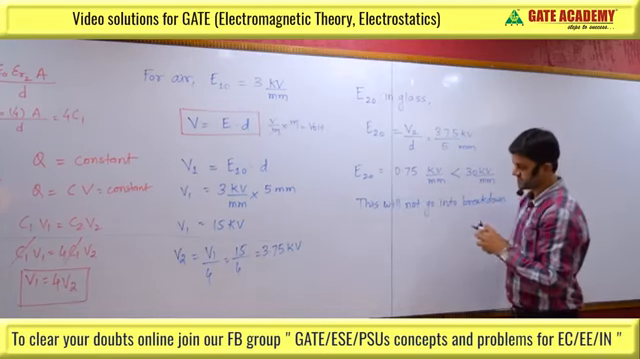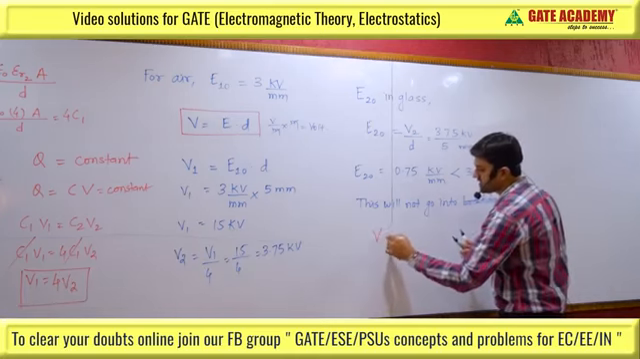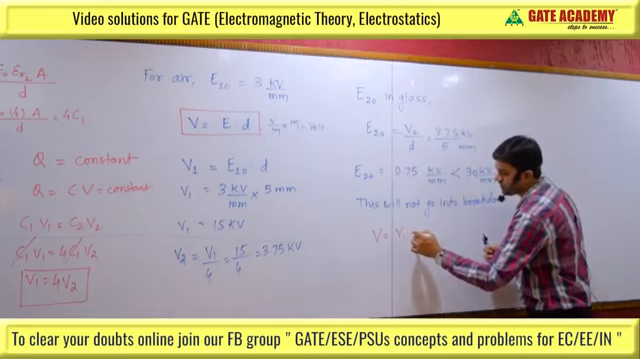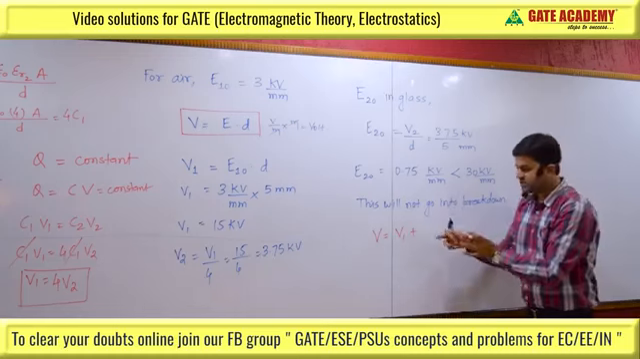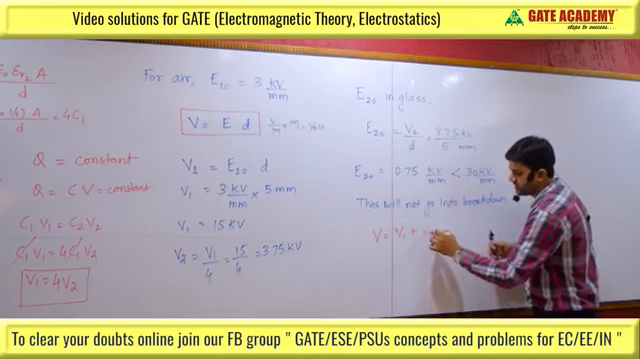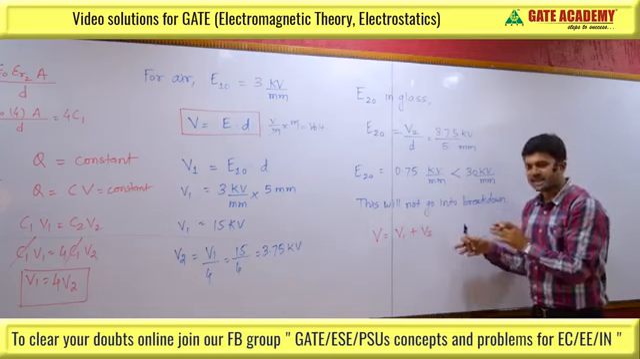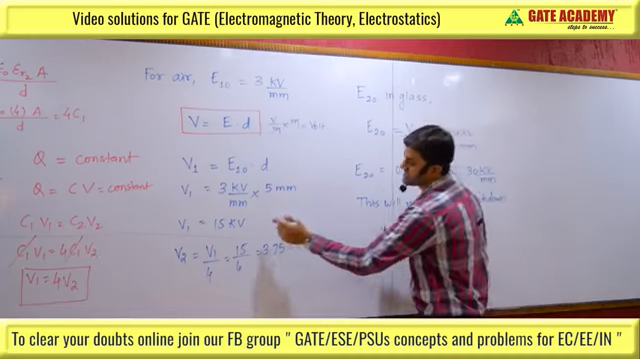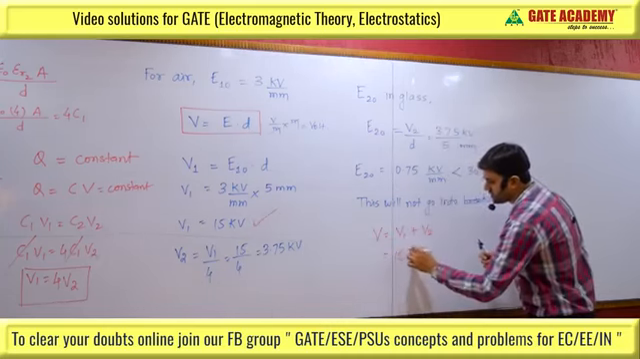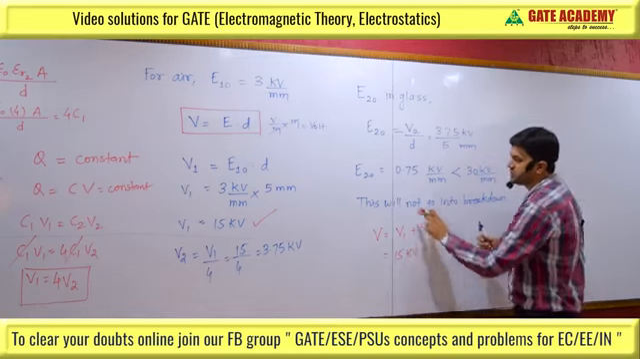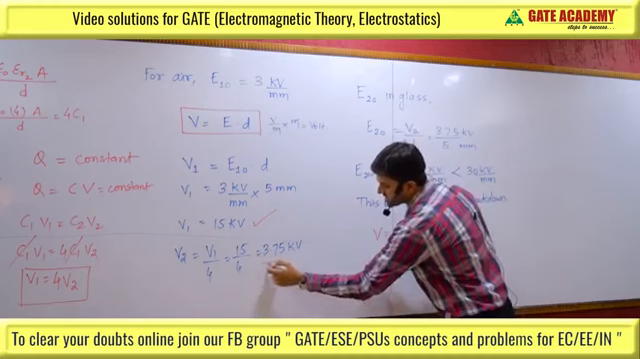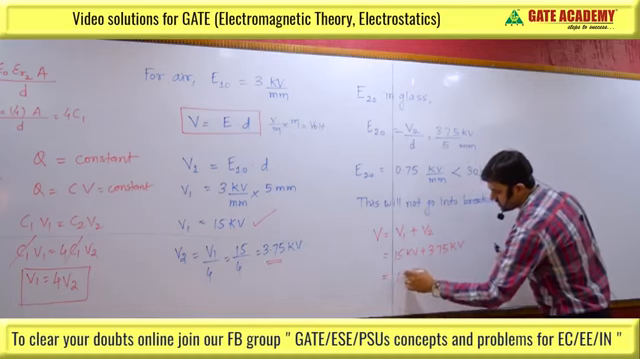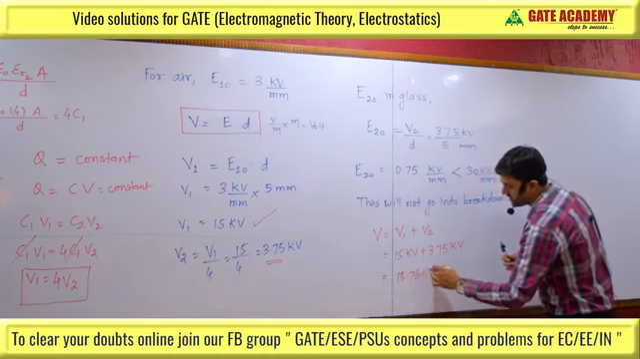Hence the total voltage V across the parallel plate capacitor is the sum of the potential drop across the first capacitor and the voltage drop across the second capacitor, that is V equal to V1 plus V2. V1 we have calculated as 15 kilovolt plus V2 we have calculated as 3.75 kilovolt. So this will be 18.75 kilovolt.